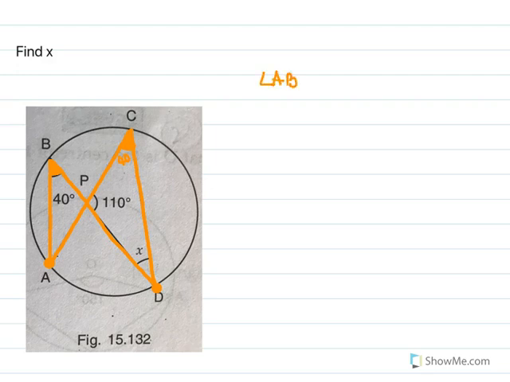Angle ABD equal to angle ACD will be equal to 40. Angles in the same arc. This is one part of the sum.